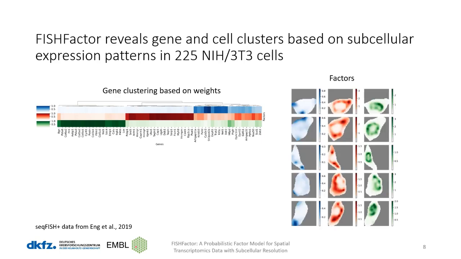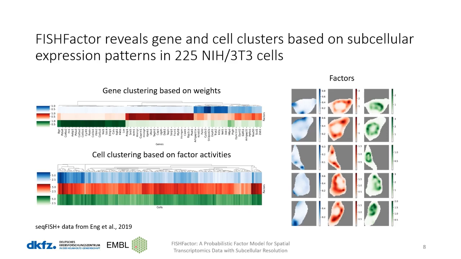Looking at the factors, we also found that one factor captures genes that are expressed at the cell border, one factor genes that are expressed around the center, and one factor genes that are expressed in the cell center. This is also in accordance with the findings from the original publication. Moreover, we used the scale parameter of the Gaussian process kernels of the factors to perform cell clustering based on variation in factor activity across cells.